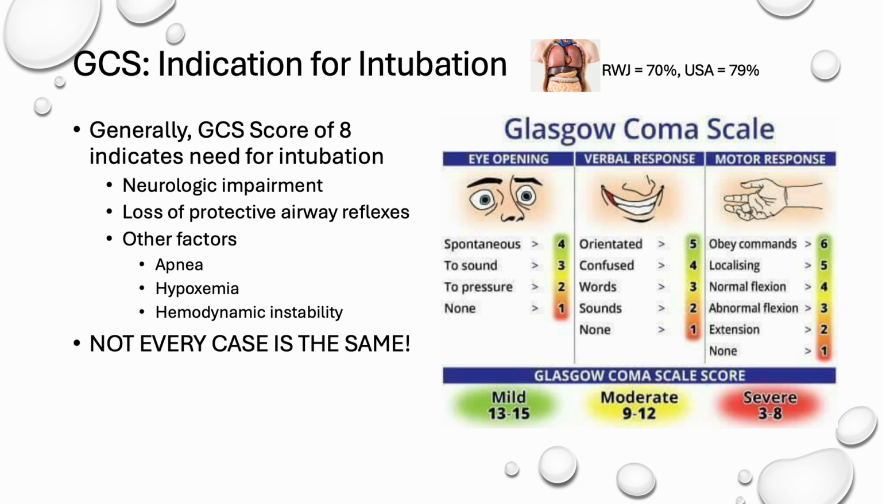Each case is unique and should be treated as such. Other considerations should come into play, including respiratory function, hemodynamic stability or instability, and also the rate of deterioration of the GCS status. The more quickly the deterioration, the more likely you should be to protect the patient's airway. And as we wrote here in capital letters, not every case is the same. We must remember that, although in general, a score of 8 is when we should start to think about airway protection.